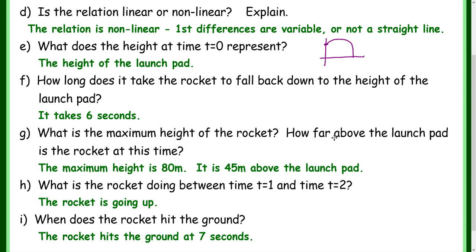Now, what is the maximum height of the rocket, and how far above the launch pad is the rocket at this time? Well, the maximum height is 80 meters, and we get that just from the turning point or the vertex of the parabola. But if I want to know how far above the launch pad the rocket is, you would take the maximum height and then subtract the height of the launch pad, which equals 45.